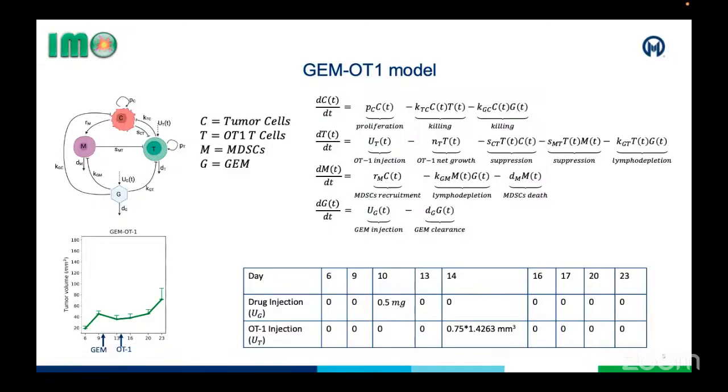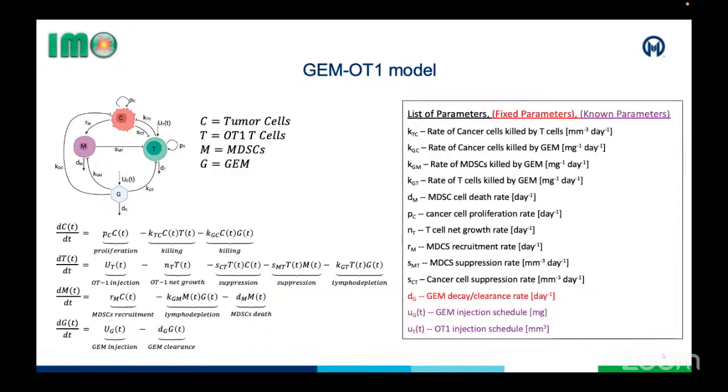And then you're just seeing the timeline of when the drug was given. On day 10, gemcitabine was given, and on day 14, the T cells were given into this model. This is just showing you the parameters in this model. The parameters in black are the parameters we're going to try to solve for. Those are parameters we don't know from this differential equation model.